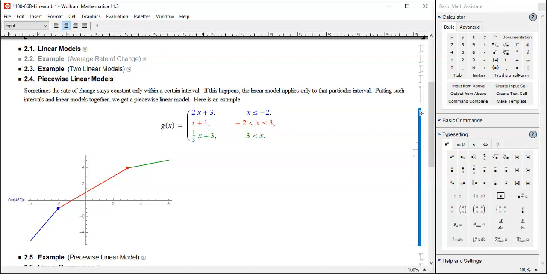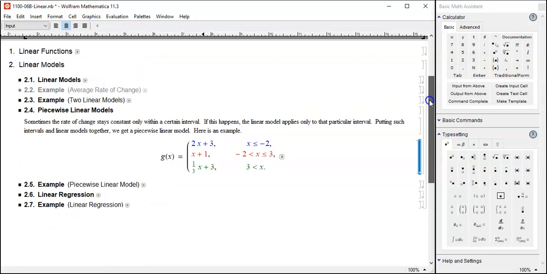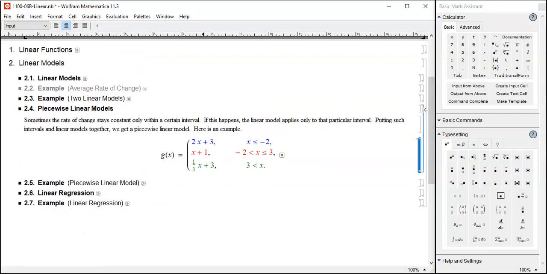Now, most of the time, these are coming from real-life models, so most of the time you're going to get continuous functions, but not always. You may get discontinuity, but most of the time you won't have to worry too much about discontinuity.